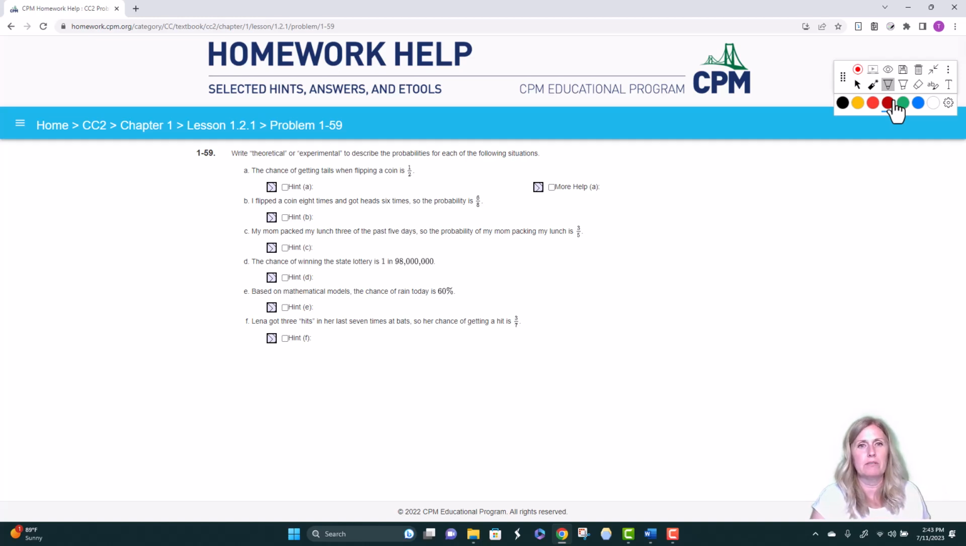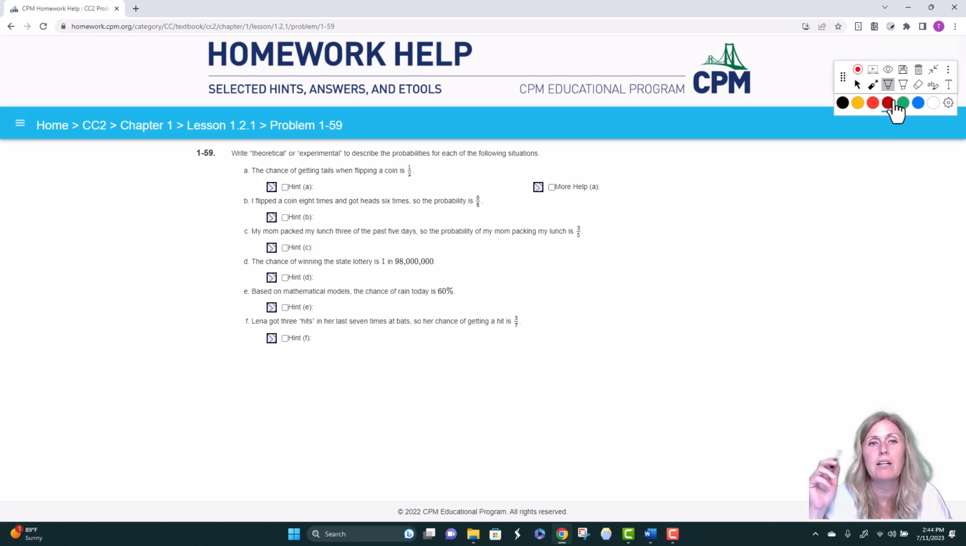So let's see if we can make that make sense with the situations they've given us in the book. A says the chance of getting tails when flipping a coin is 1/2. Well, I think we all know that that is true, but it's just because we know that there's only 2 sides of a coin and whatever you're flipping is 1 out of 2. It's not because I flipped a coin 10 times and I wrote down how many times I get tails, right? So that's just technically theoretical.